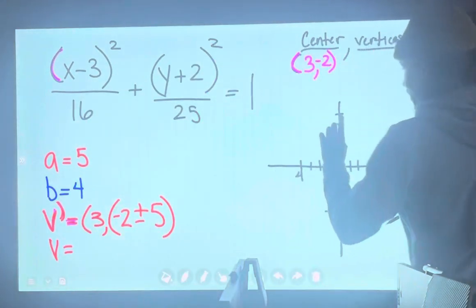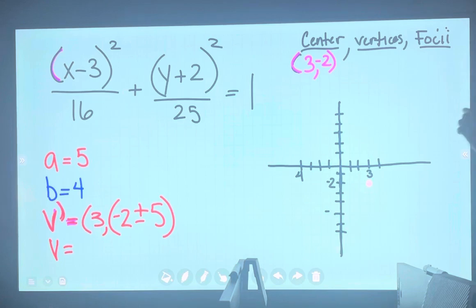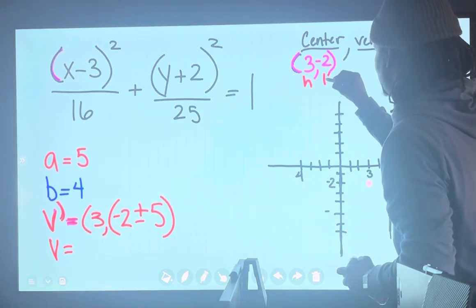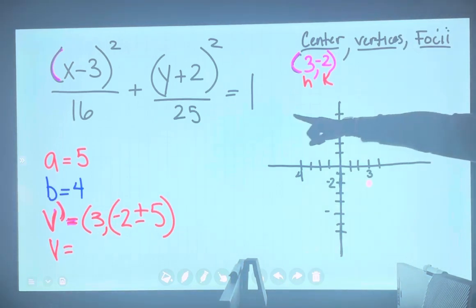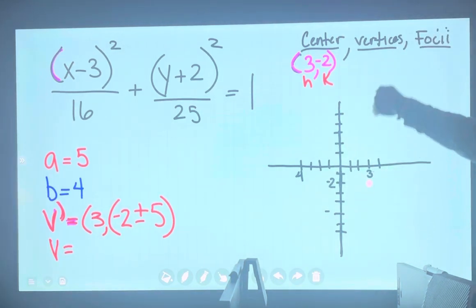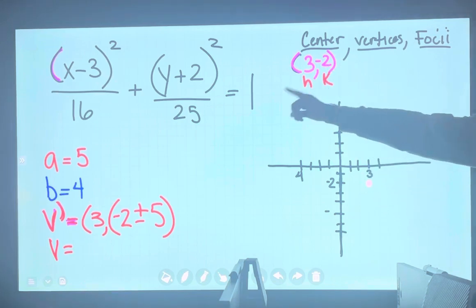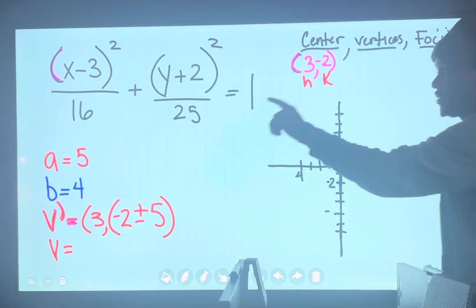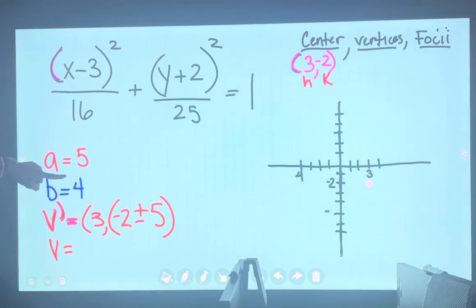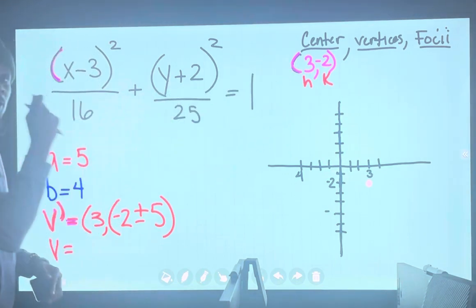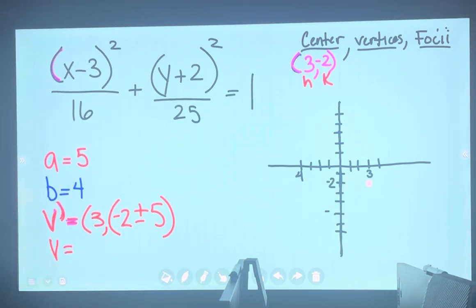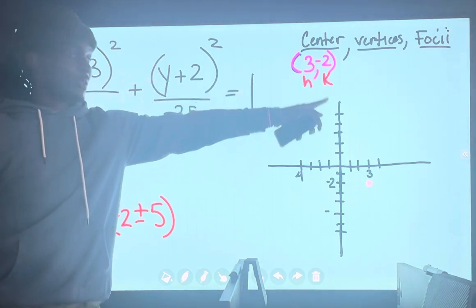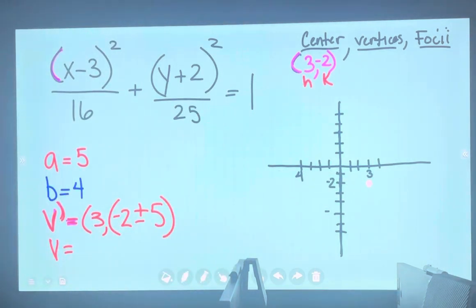Our center, Isaac, is not 0, 0. Our center is at 3, -2. This is the H, that's the K, right? We know our major vertices are going this way. So before, if the center was at 0, A is 5, right? Would that mean you go up 5? No, that's from the center. But where's the center? The center isn't at 0, it's at 3, -2. It's like the circle. Right, exactly.